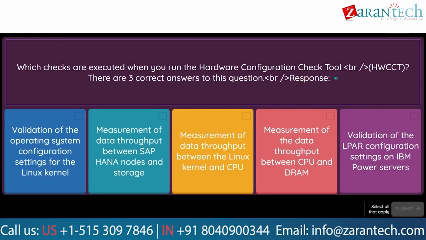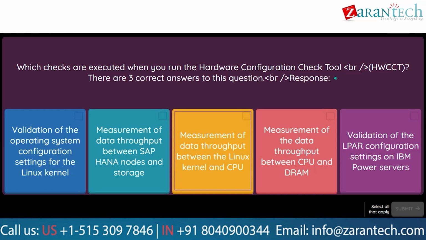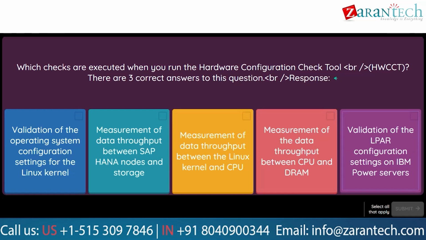Question: which checks are executed when you run the hardware configuration check tool, HWCCT? There are 3 correct answers to this question. Response. Option 1: validation of the operating system configuration settings for the Linux kernel. Option 2: measurement of data throughput between SAP HANA nodes and storage. Option 3: measurement of data throughput between the Linux kernel and CPU. Option 4: measurement of the data throughput between CPU and DRAM. Option 5: validation of the LPAR configuration settings on IBM Power servers.